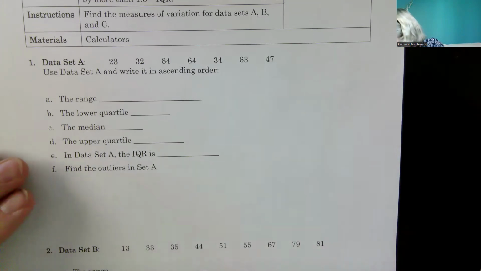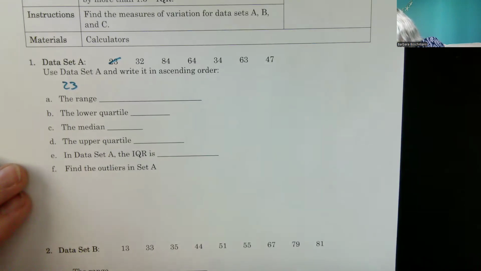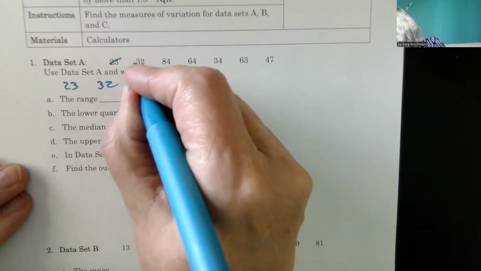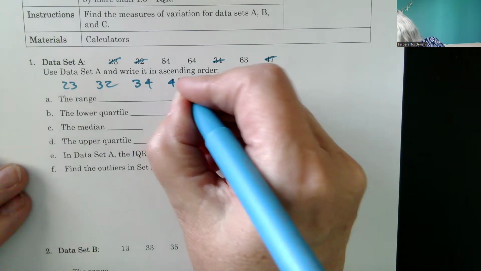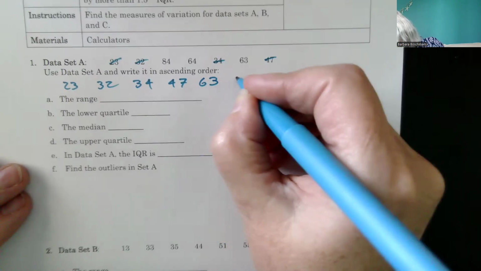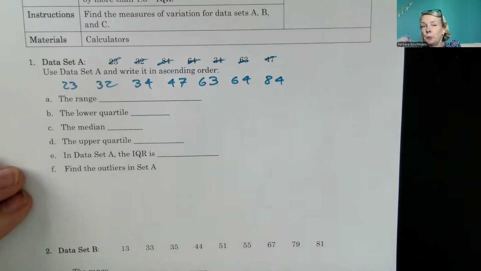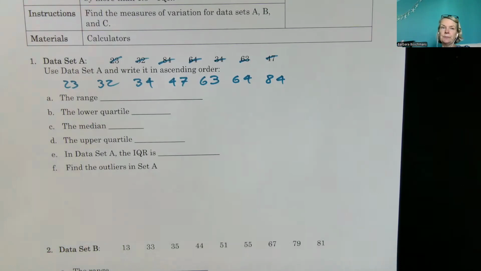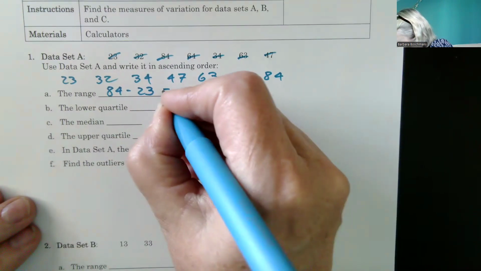You have the set of data, and first of all, you need to write it in order. So let's see, the smallest one is 23. I'm going to cross it out next. Looks like it's 32, then 34, and 47, 63, 64, 84. Okay, the range, in English, we say the range is an interval. In math, it's actually the highest number minus the lowest number. So it's 84 minus 23, so 61.